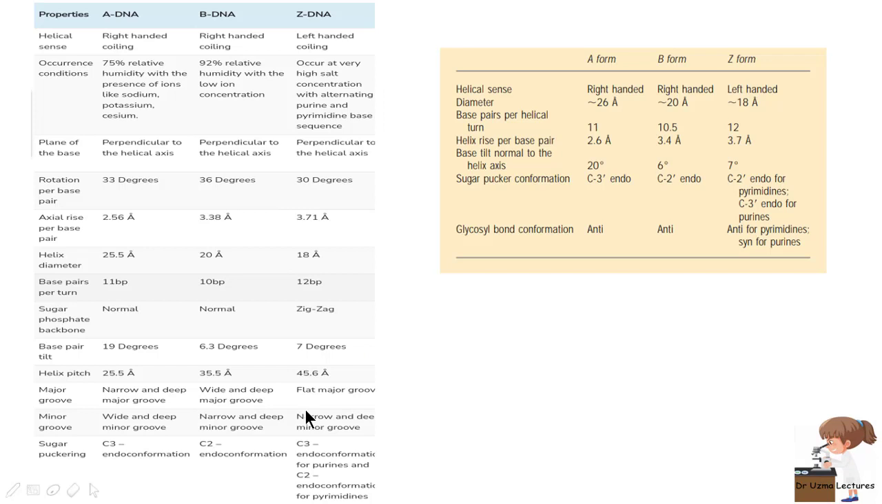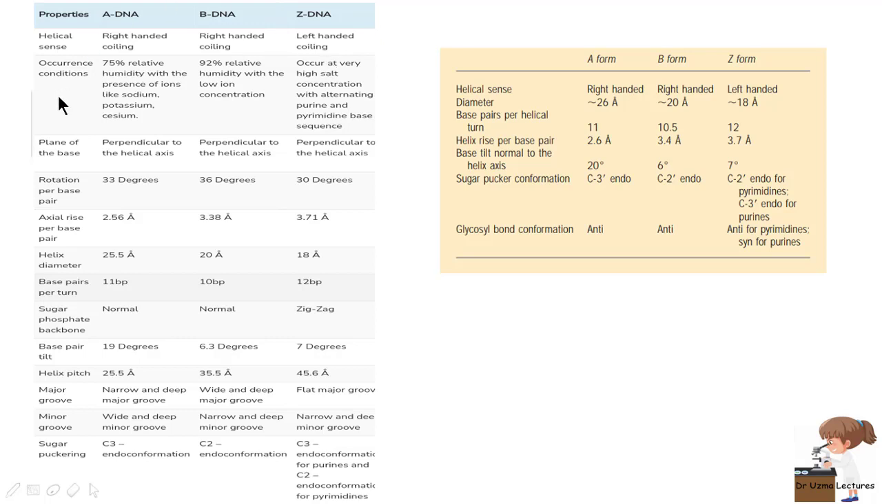This is a very simplified chart of the properties along with the different forms of the DNA: A, B and Z. Some points are missing, so I have added one more chart so that you can better understand. The first point is the helical sense. A and B are right-handed coiling, and the Z form is a left-handed coiling.